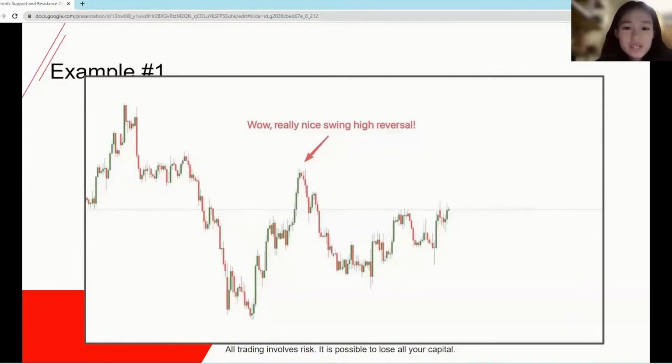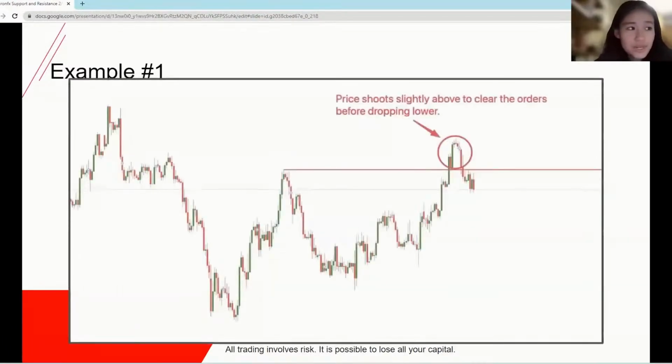Okay, so here we have a nice swing high reversal, and price surpasses the swing high resistance to clear the orders and then drops below the resistance level again.